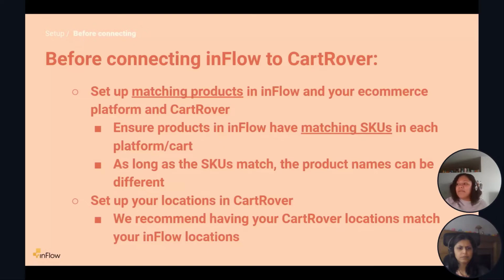So one of the first things we recommend is making sure your products are entered into inFlow, CartRover, and of course, your e-commerce platform, all with matching SKUs so they can integrate seamlessly. As long as the SKUs match, you can have different product names in your e-commerce platform and in your inFlow account. That won't matter too much. Secondly, we also recommend setting up your locations in CartRover to match the locations that you have in inFlow. That'll make a little bit more sense when we go over the demo quickly so you can see your integration setting options.